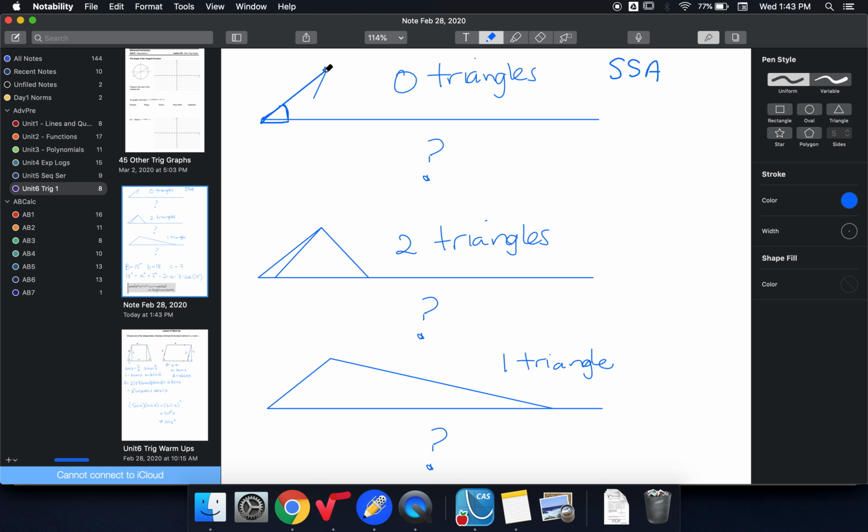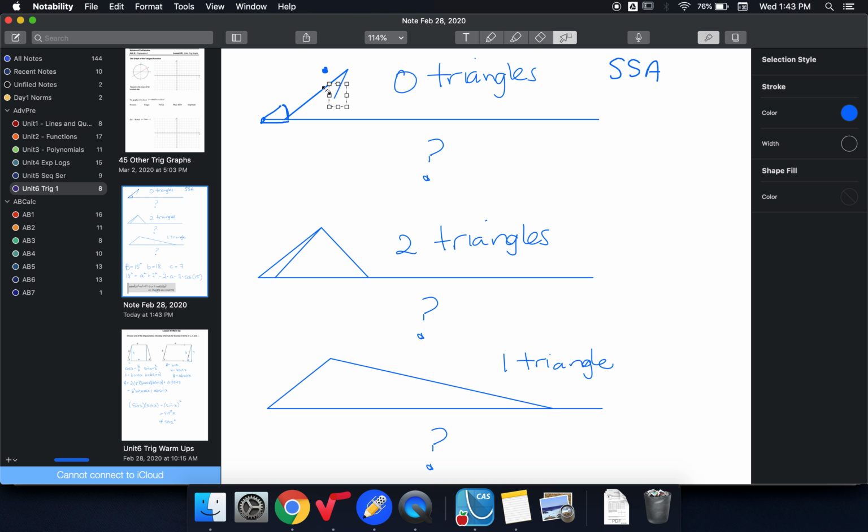But this is like a hinge joint, and so this second side, while I know the length of it, I don't actually know which way it's pointing. This third side, I don't know the length of, so it could be anywhere here. So if this second side that I've been given is too short, no matter how I swing it, let's see if I can move this. Nope. All right, so I'm going to erase it.